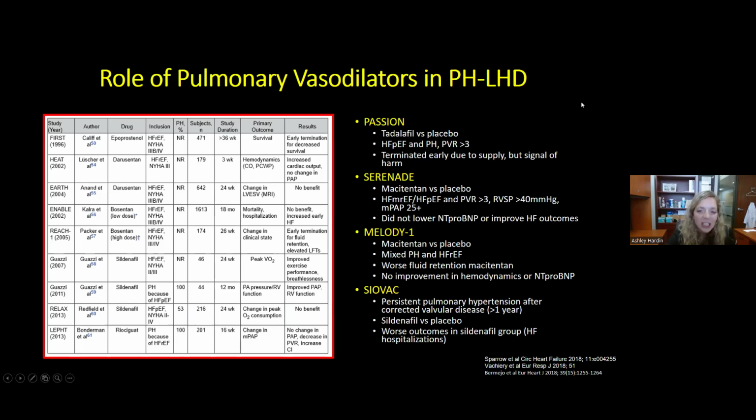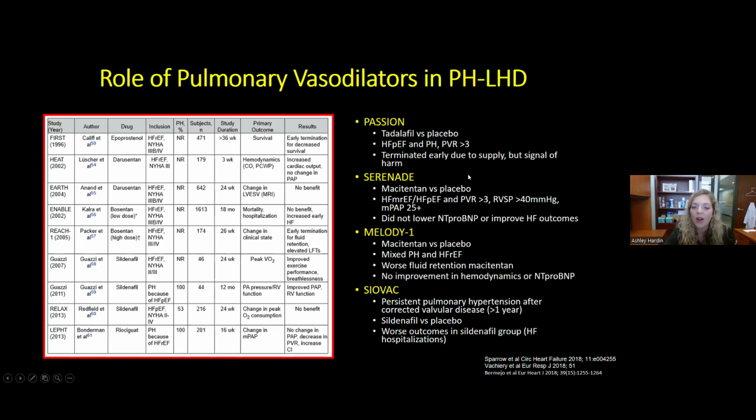I want to bring your attention to the PASSION trial, which was published recently. This was a HFpEF population, patients who had HFpEF and pulmonary hypertension. They had to have invasive hemodynamics and their PVR was greater than 3. We looked at even just tadalafil, just a PDE5 inhibitor, versus placebo. And this study was actually terminated early due to supply, but there was a signal of harm in patients who received tadalafil versus placebo. So this influences our decisions. I feel like historically everybody used to sprinkle a little PDE5 inhibitor on these patients and think it probably doesn't hurt, maybe it helps, but maybe we're wrong about that with the latest data that we have.